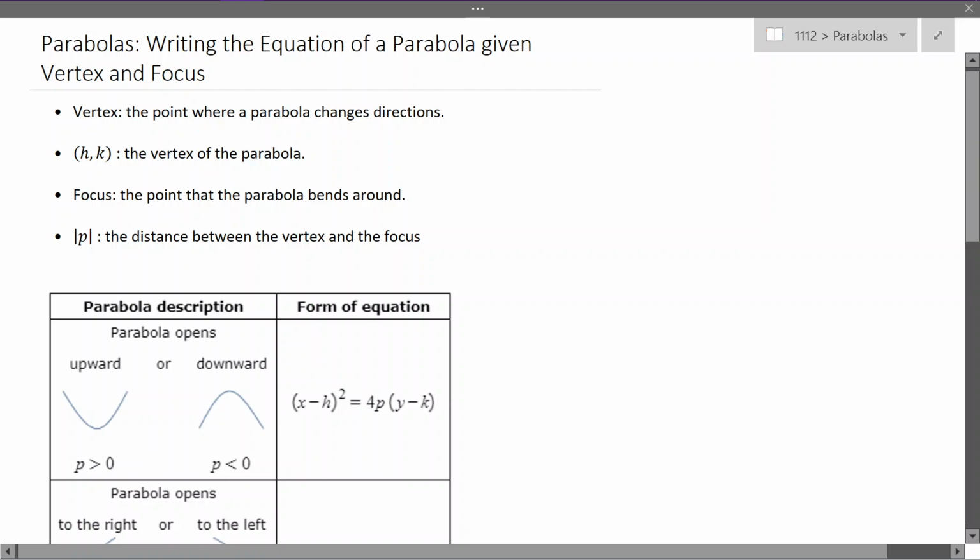In this video, we're going to be talking about writing the equation of a parabola given its vertex and focus. The vertex of a parabola is the point where the graph changes directions, and it will always be of the form (h, k). The focus is the point that the parabola bends around, and it's always going to be a distance, absolute value of p, from the vertex.